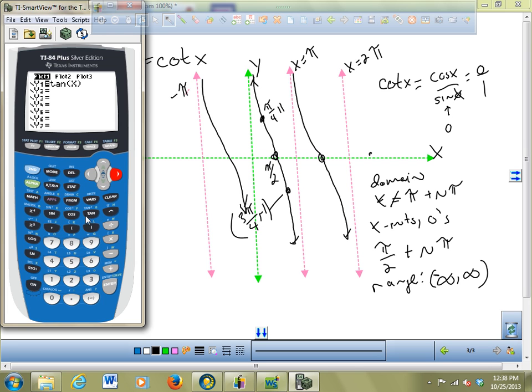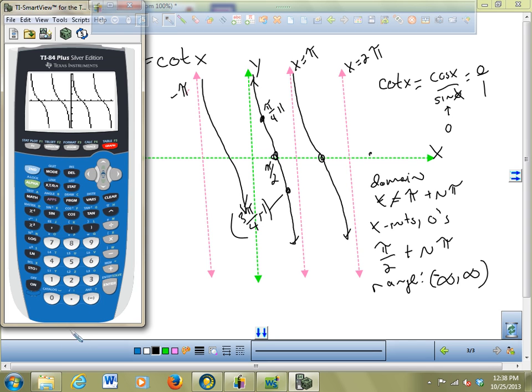So all I have to do is take the reciprocal of that. And I could either raise that to the negative 1 power, or I could just use this little button right here. See that? X to the negative 1. So what that does, it tells it to take the reciprocal of tangent of x. And if I hit graph, look at that. That's all I had to do, is change that to reciprocal. And there you go. Isn't that cool? It's amazing.